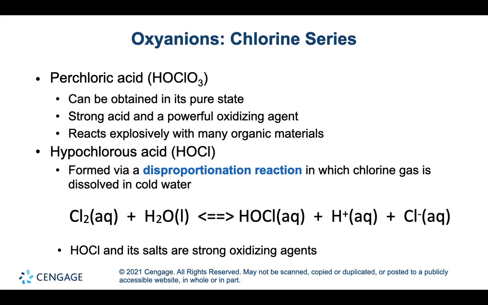Hypochlorous acid is formed via something called a disproportionation reaction. Disproportionation means that the same element is both oxidized and reduced in the reaction. So we see Cl2 on the left side being 0 oxidation state. In HOCl, the Cl is actually +1, and then in Cl minus, the Cl is -1. And so the same element, chlorine, goes from 0 to +1 in one molecule and -1 as an ion. So it's both oxidized and reduced. That's called a disproportionation reaction.